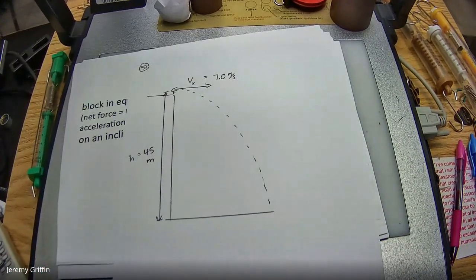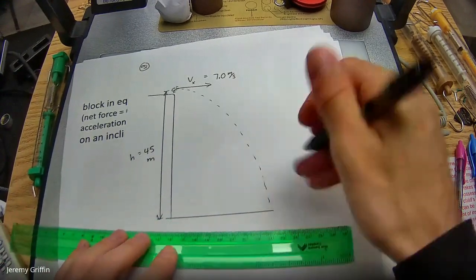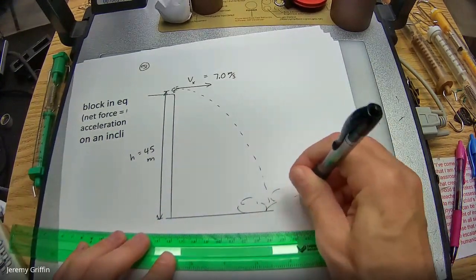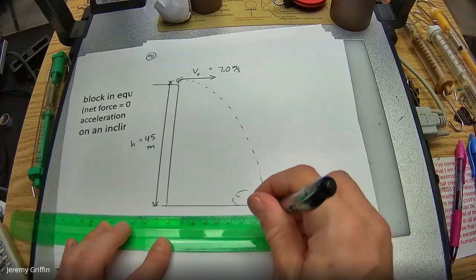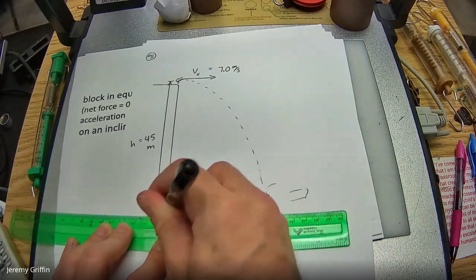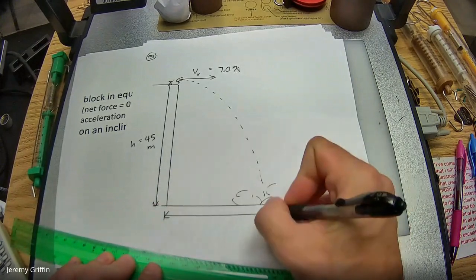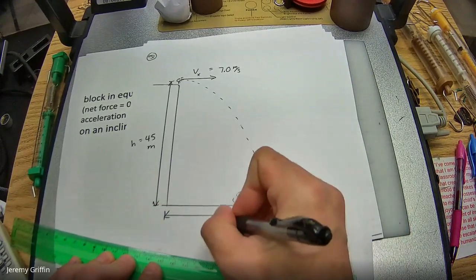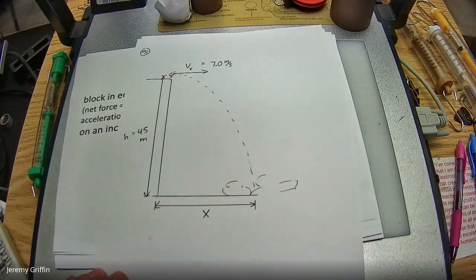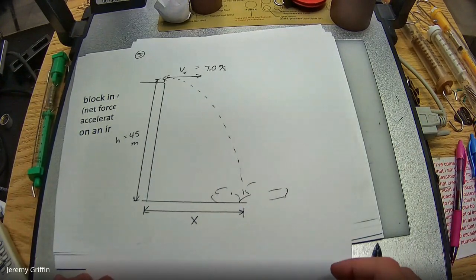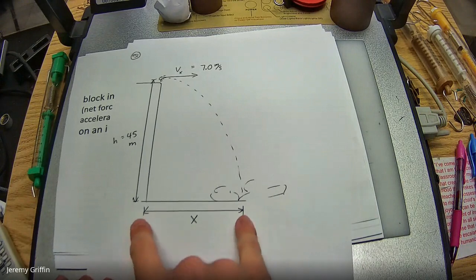Same premise. And the question is, let's say there's a bunch of shrubs and bushes down here, and oh shoot, we just lost those keys. Where are they? Well, if you know the height of the cliff, and you know how fast you threw them, then you should be able to calculate where they landed, x. And then we'll go to that point, dig around in the bushes and see if we can find those keys. All right, so where are those keys, x?